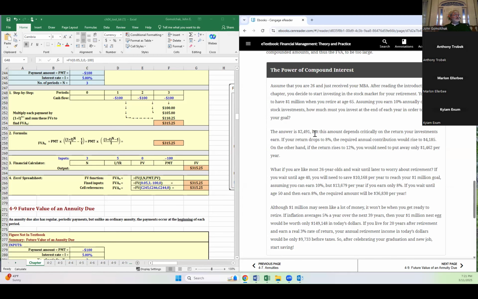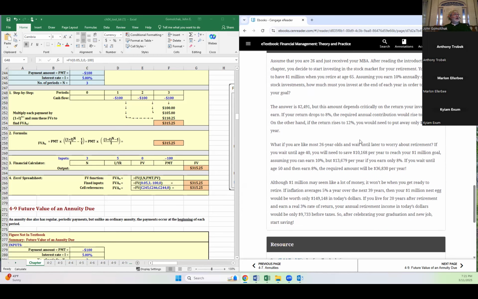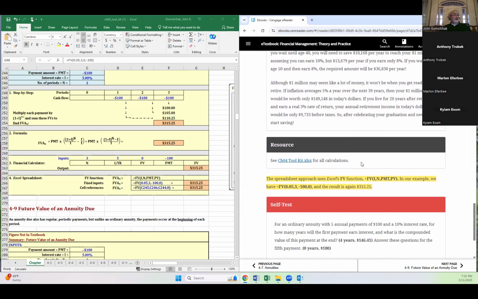Well, the answer is $2,491, but this amount depends critically on the return of your investments. If your return drops to 8%, then the required contributions would go up to $4,185. If, however, the return rose to 12%, you could get away with only putting away $1,462 per year. So obviously, the earlier you start investing, the more money you're going to have at the end. So take a look at it.